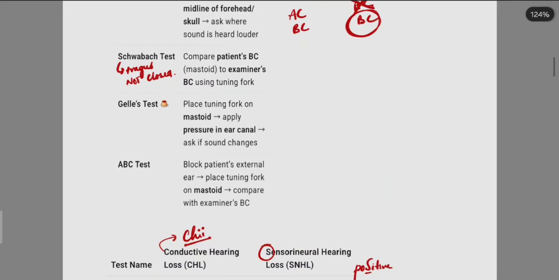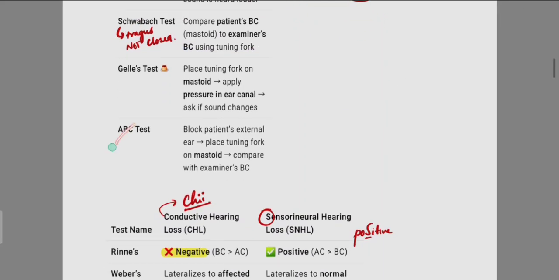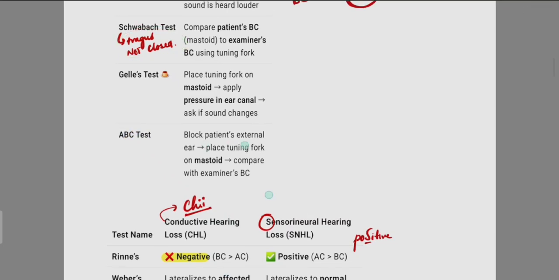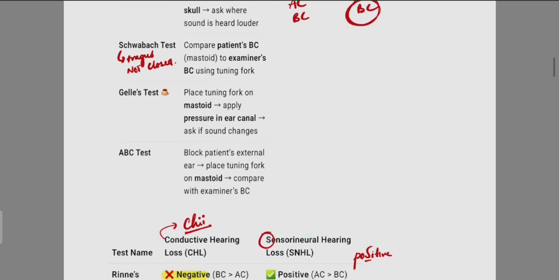Next is Schwabach's test. Here you're comparing with the examiner's ear. The same thing you're doing in the absolute bone conduction as well. Then what is the difference? Here your tragus is not closed, which means outer noise and air conduction do have a role in this, right? Here it is absolute, it's there in the name itself. So here your tragus will be closed, it's just bone conduction, and you're comparing with the examiner's ear. So this thing is also sorted.